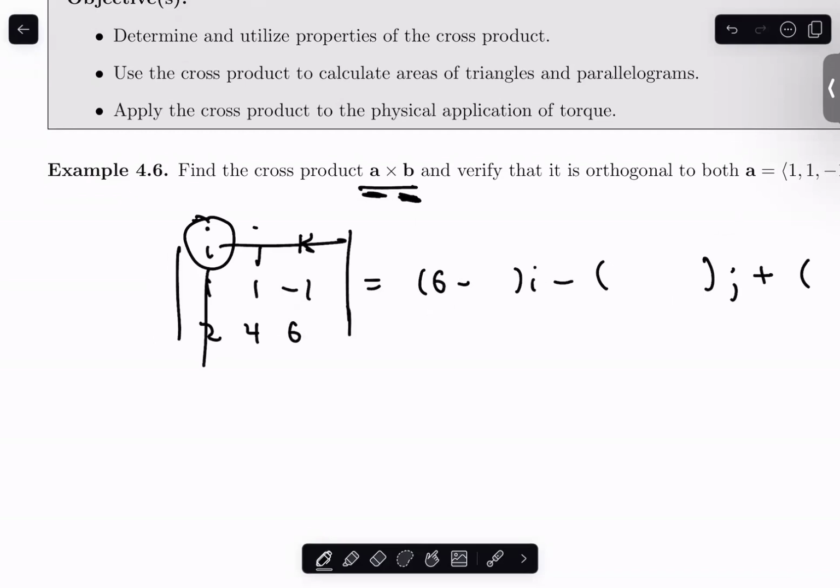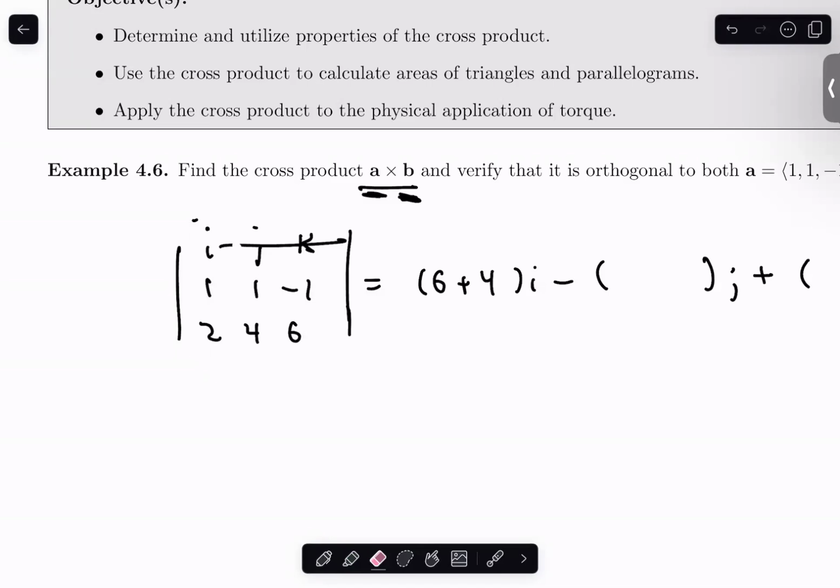And then we subtract away the top right to bottom left. So we have -1 times 4. So that's going to be -4. So minus a -4 is going to be +4. So that's all the stuff with i. Again, this was crossing off the first row and the first column. And now we're going to move our way across.